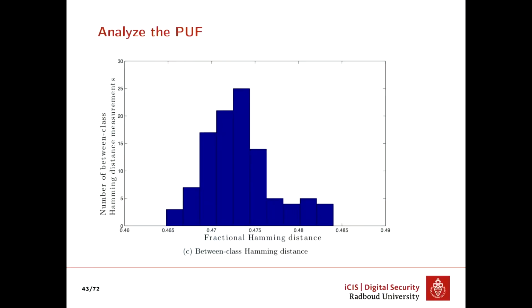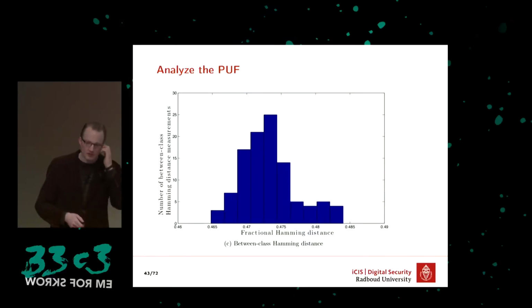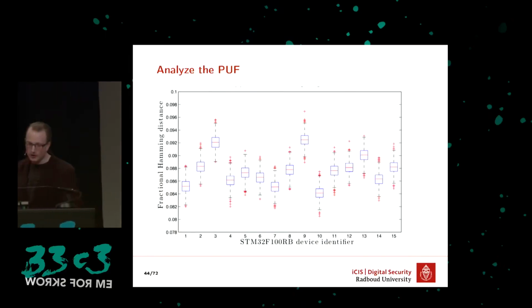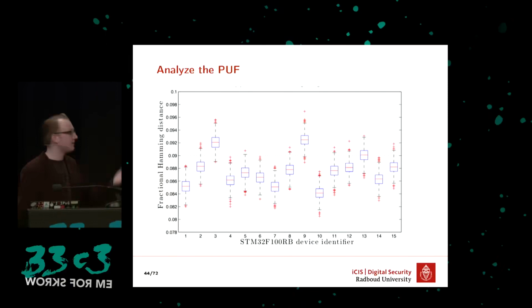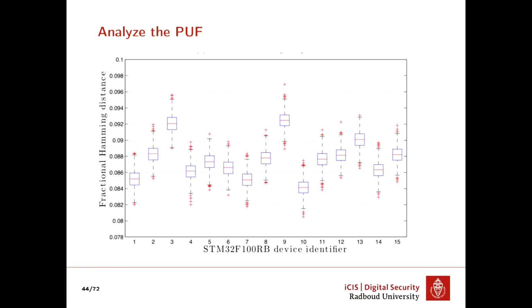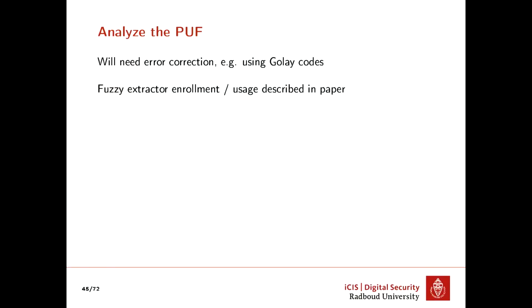then you compute the Hamming distance between lots of measurements from lots of different devices. And you want it to look like this. You want it to be around half, because that means that every device will look different by about 50%. You also measure the intra-class Hamming distance, which is same measurements from the same PUF, and you want that to be below 0.1. You don't want that to be too inaccurate, because then your error correction becomes too complex and starts leaking information. And you will need error correction using, for example, Golay codes.